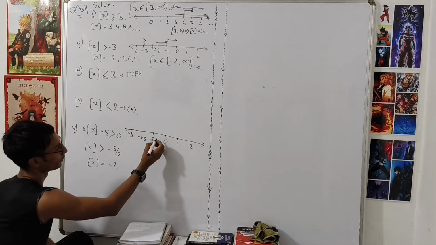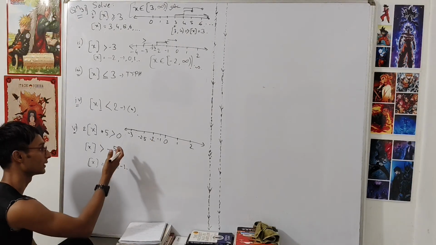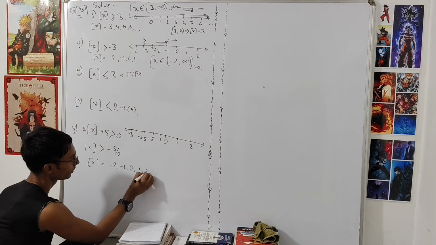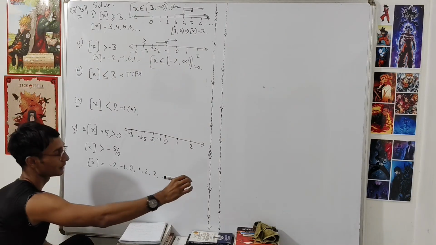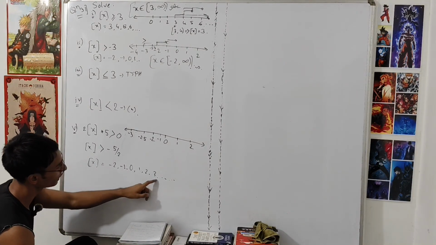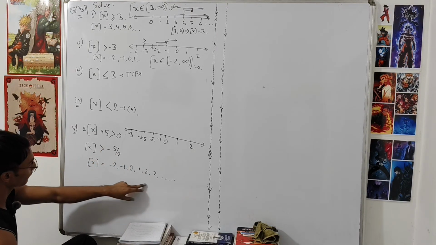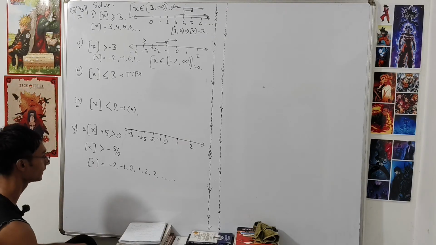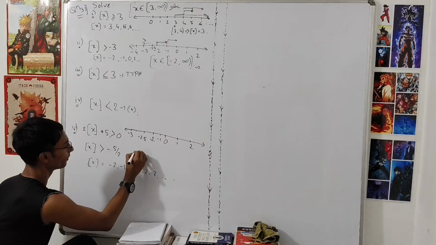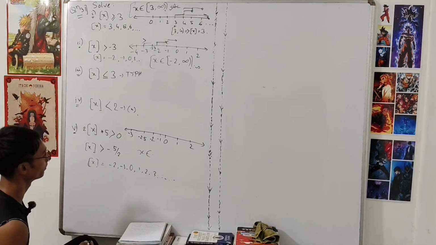Now we can also put -1. -1 is also greater than -2.5 or -5/2, and 0 also, 1 2 3 ऐसे करते करते ये आगे बढ़ेगा. Okay, so -2 -1 0 1 2 3 dot dot, and this way it will proceed, right? In all this case, box x is greater than -5/2. So our domain will be x belongs to.